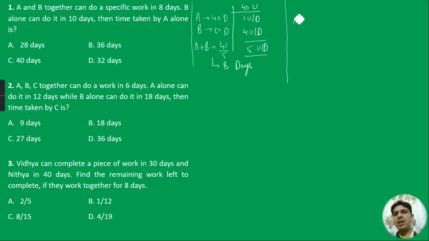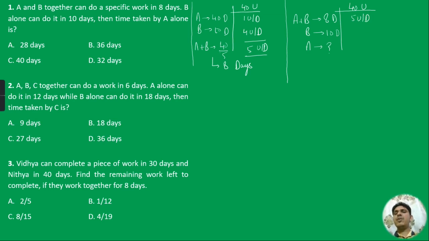The question is: A and B together can complete a work in 8 days, B alone can do it in 10 days, then the time taken by A alone will be what? So students, for this question also we can take the LCM of 10 and 8. LCM will be 40. Take the LCM in units. So 1 day work of A and B together will be 40 divided by 8, that is 5 units per day.